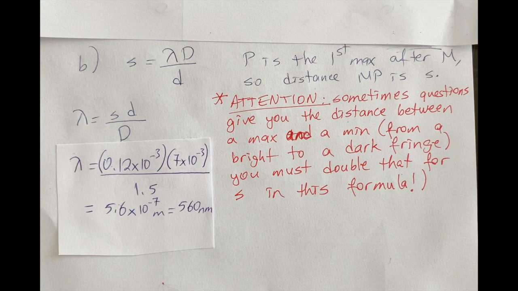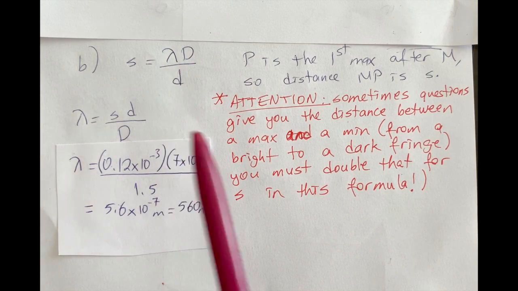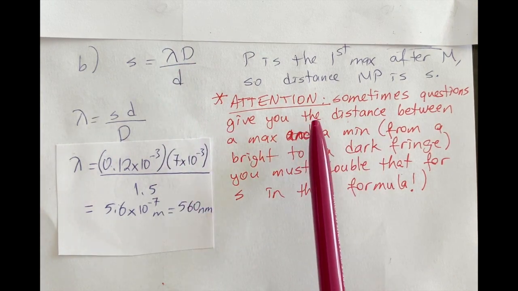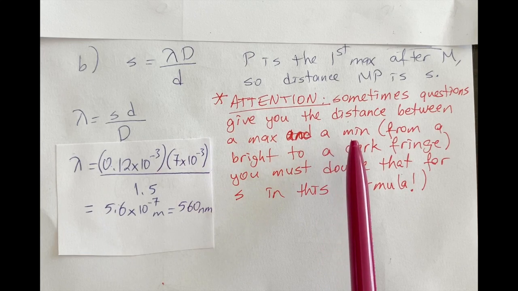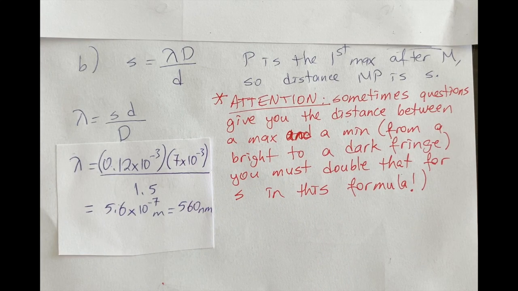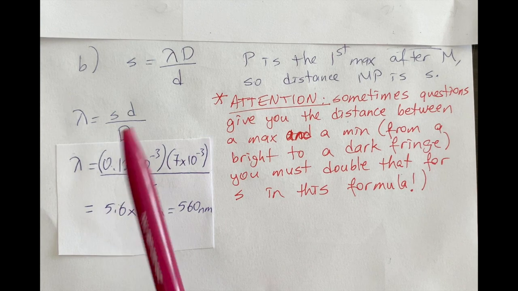Part B is simply a calculation. P is given as the first maximum after M, so the distance MP is S in our two-source interference formula. I want to draw your attention to a very common case. Sometimes questions give you the distance from a maximum to a minimum. That means from a bright to a dark fringe. For sound, this could be the distance from a loud point to a quiet point. That is half the S in this formula.